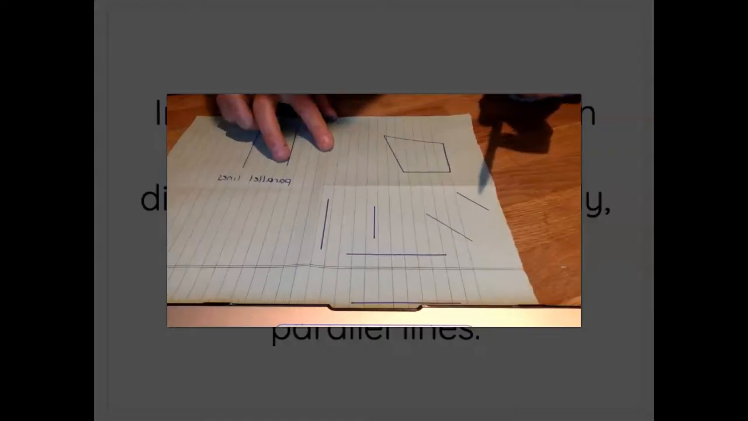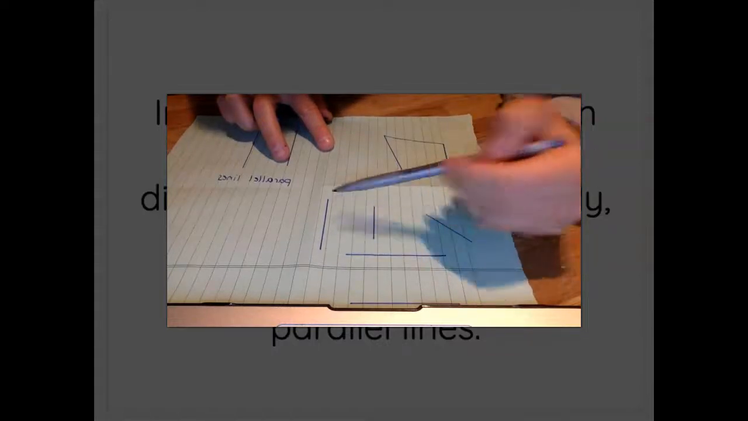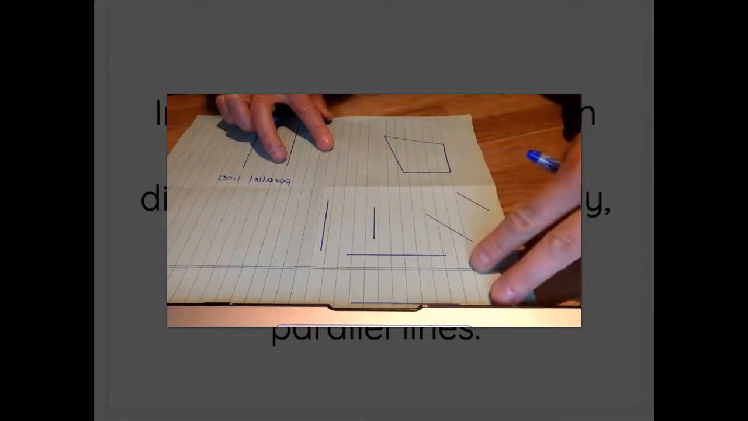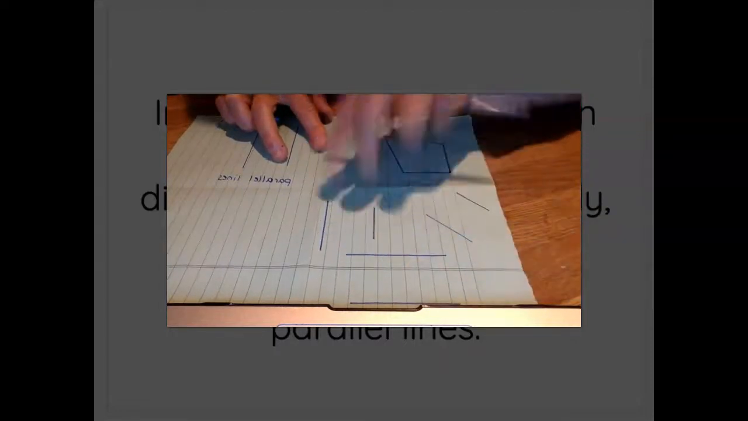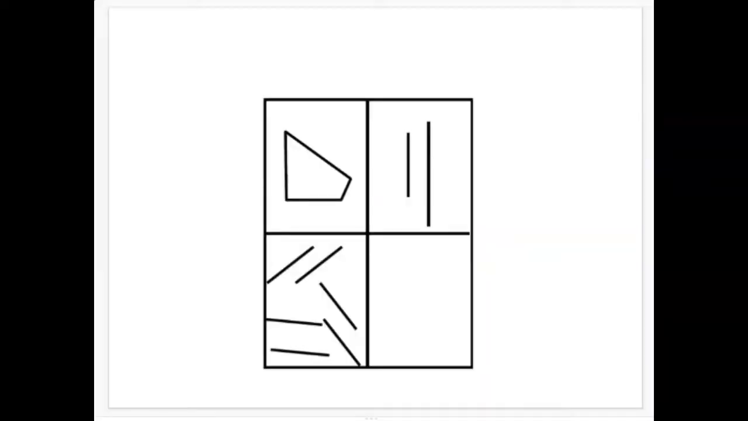So I drew a couple more parallel lines. Here's a set of parallel lines. Here's a set of parallel lines, and here is a set of parallel lines. These 2 lines will never cross, nor will those or those. If they kept going on and on forever, they would never cross. Make sure your lines look something like that.